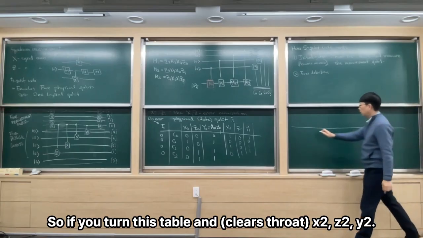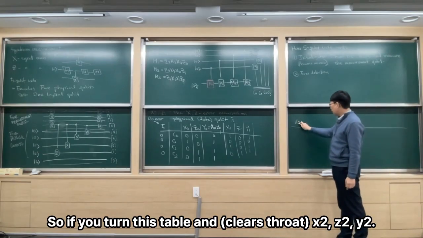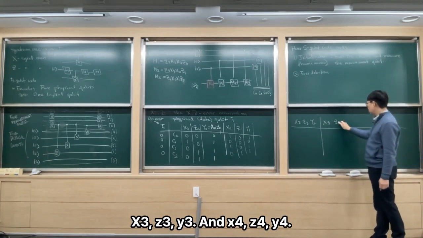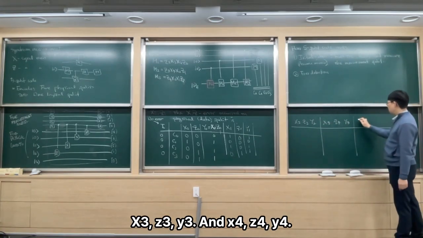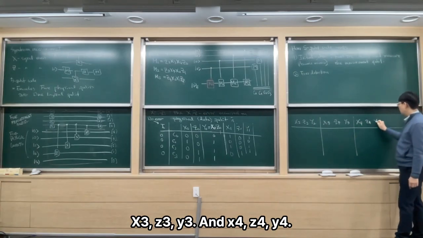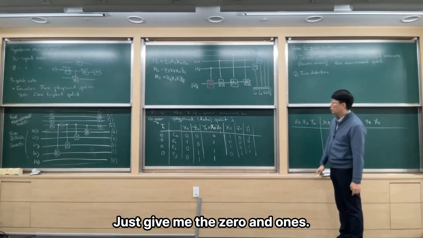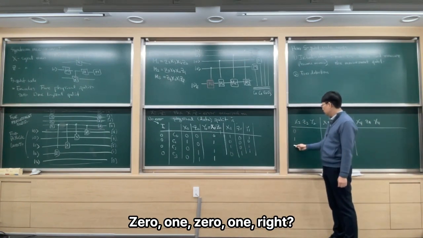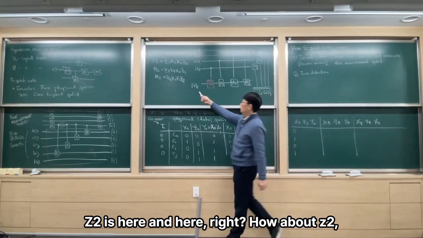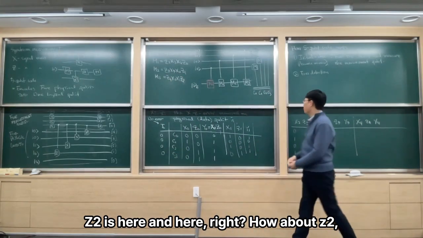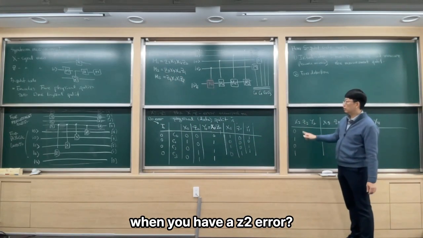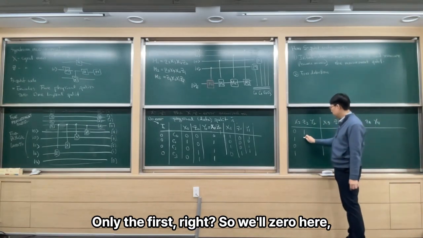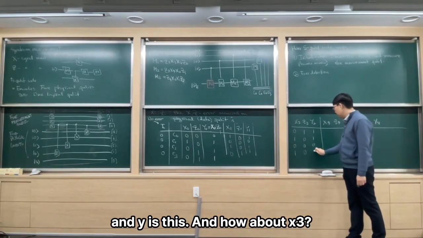So extend this table and X2, Z2, Y2, X3, Z3, Y3, and X4, Z4, Y4. Okay. How about X2? Just give me the 0s and 1s. So where do you see Z2? 0, 1, 0, 1, right? Z2 is here and here, right? How about Z2? When you have a Z2 error, you go for X2, right? So where is X2? Only the first, right? So 0 here, and Y is this.